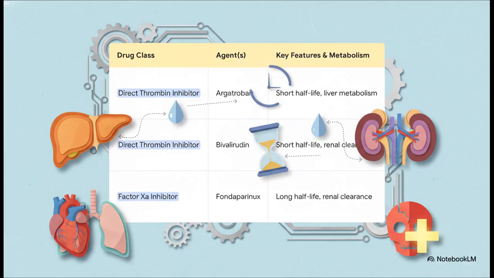And this table shows our primary alternatives. Argatroban, which is a direct thrombin inhibitor with hepatic metabolism, is often our first-line choice because of its short half-life. Bivalirudin is another excellent option, especially for patients with liver dysfunction, since it's cleared by the kidneys. What is absolutely vital here is that selecting the right alternative requires a very careful assessment of the patient's end organ function. Making a mistake here could be fatal.